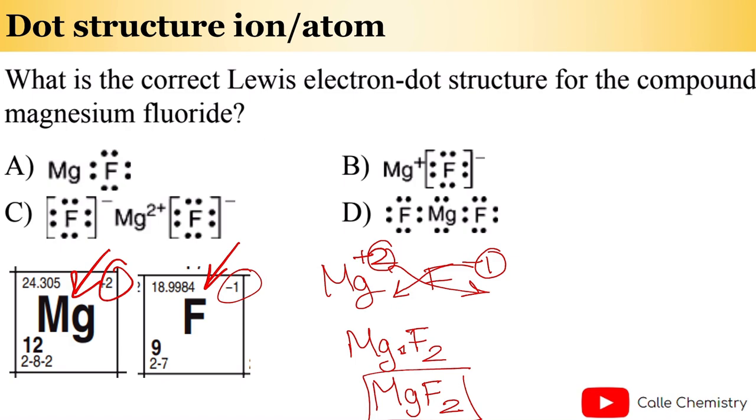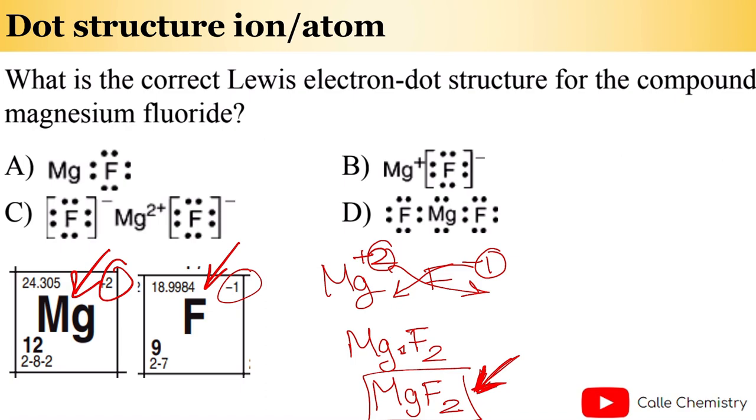Now, if you take a look at the answer choices, we can scratch two out from writing the formula. The formula that I just wrote down says that I need 2 fluorines, 2 Fs. A and B only have 1. So A and B can be crossed out. I know that I do not need 1 fluorine. I need 2 for magnesium. So A and B are out. I'm stuck with C and D.